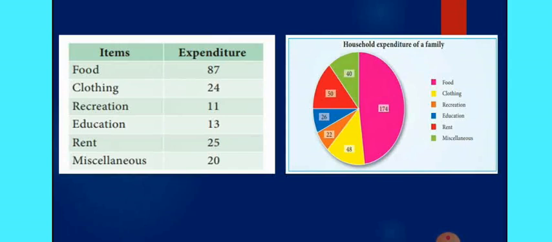So similarly, you draw for the remaining: clothing, recreation, education, rent. So each sector, if you add all the sector angles, we get 360. So this is an example of a pie diagram.